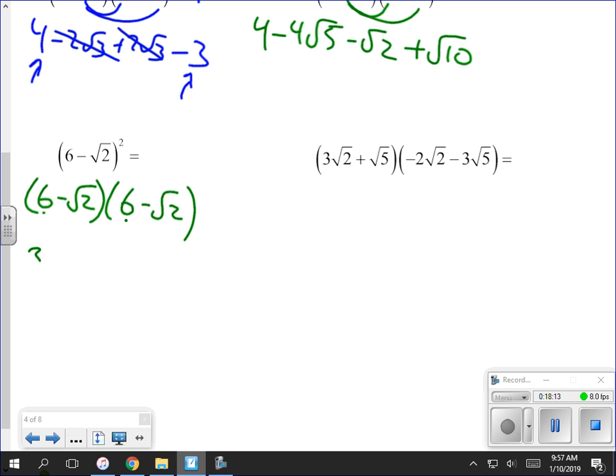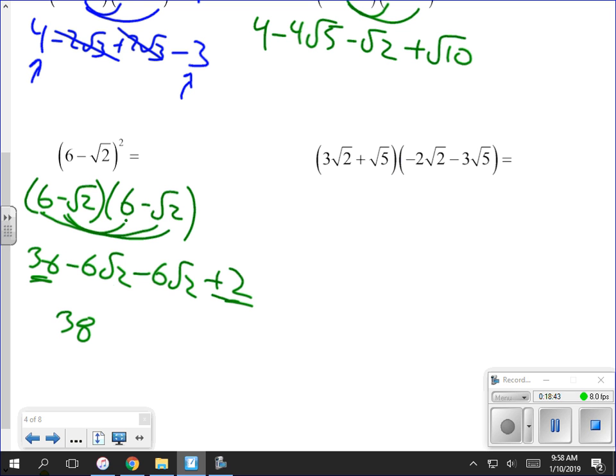6 times 6 is 36. 6 times minus root 2 is negative 6 root 2. That's this one here, and then this one here, I get the same thing, minus 6 root 2. And then negative root 2 times negative root 2 is plus 2. Root 2 times root 2 is 2, and the negative times the negative is a positive. Combine up like terms. 36 plus 2 is 38. And then 6 root 2, 6 root 2, negative 12 root 2.